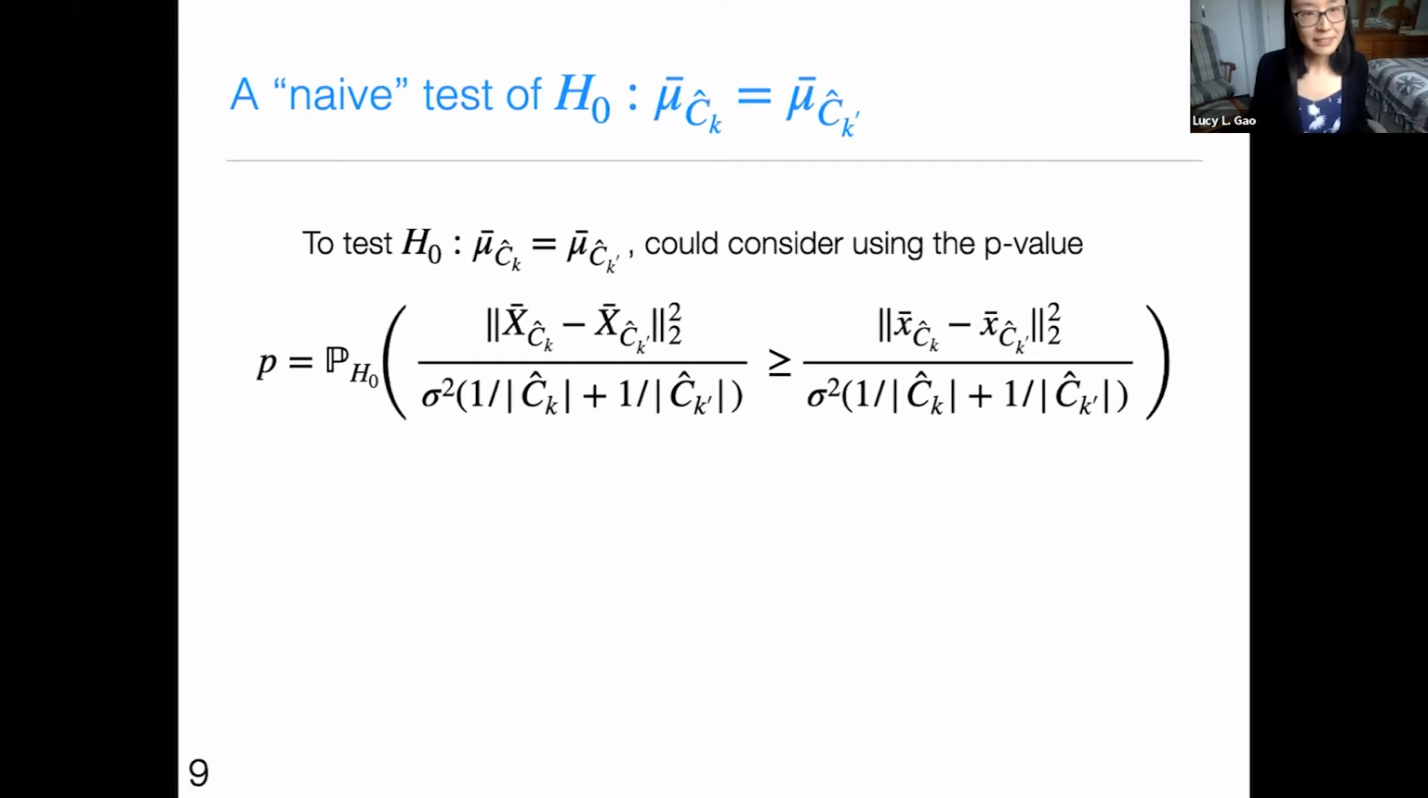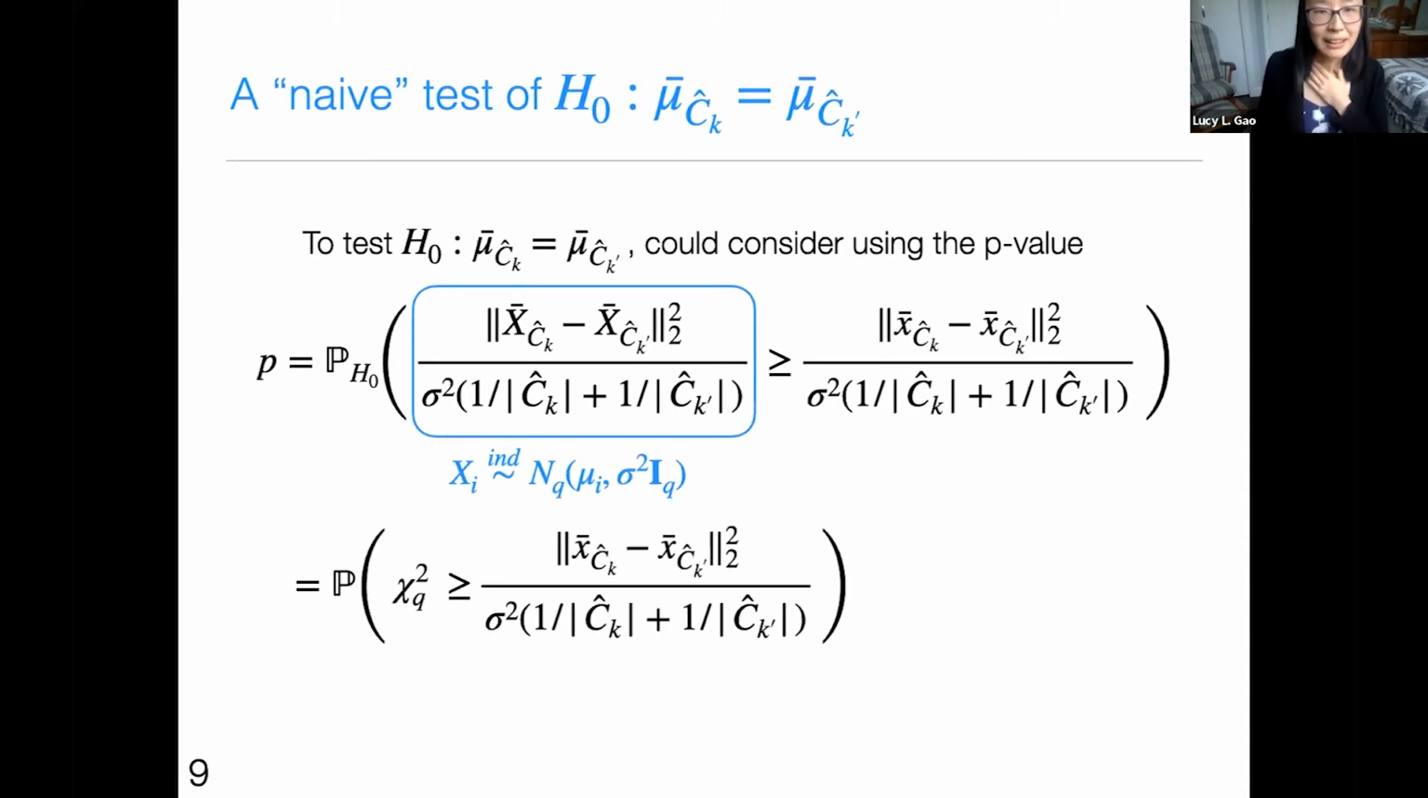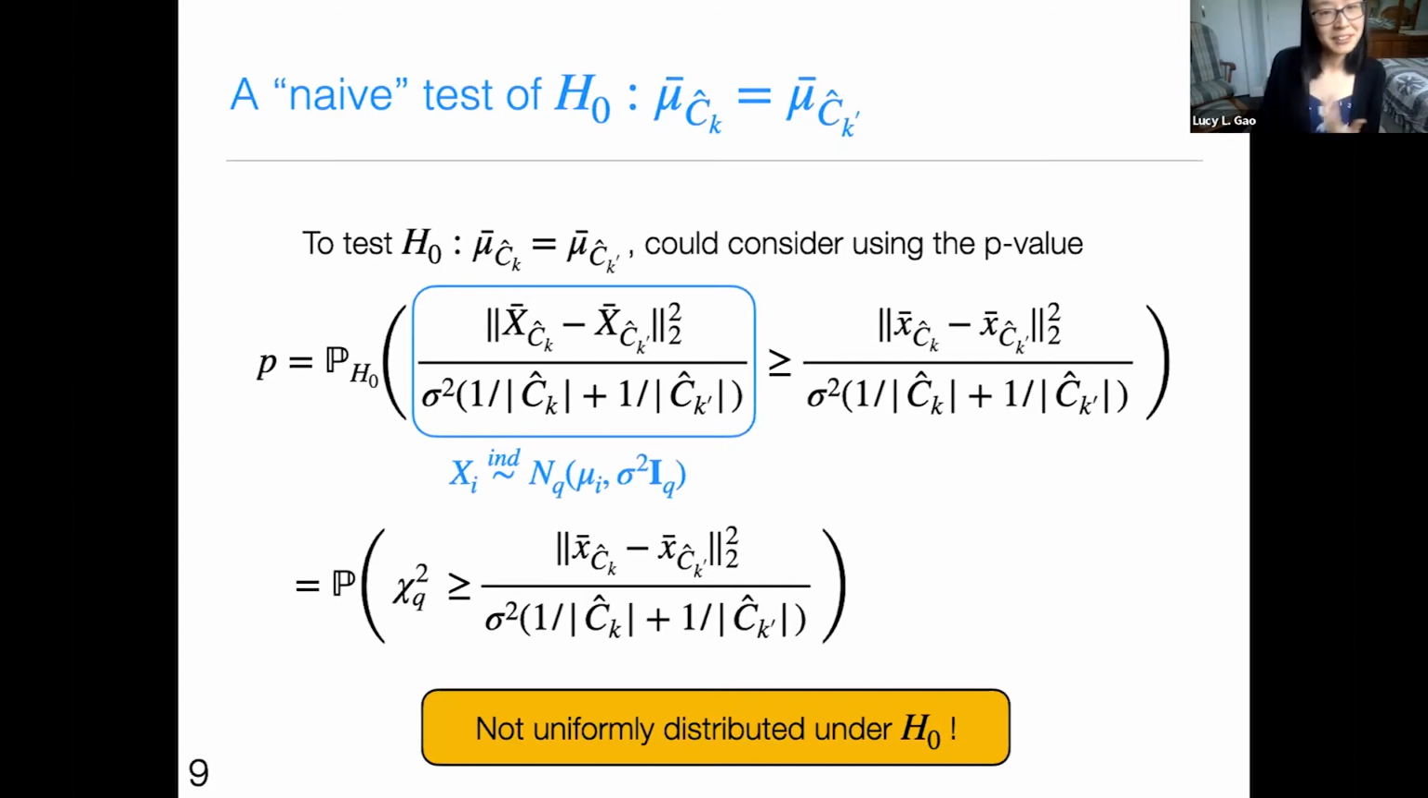So if you wanted to test this null hypothesis using a classical test, we could consider using the Wald test for a difference in means. Under the normality assumption, this would end up with a p-value that has a theoretical chi-squared distribution. And this is how you would calculate the p-value. You can just use the theoretical quantiles. But unfortunately, as we saw in our simulations, this p-value is not going to be uniformly distributed under the null.